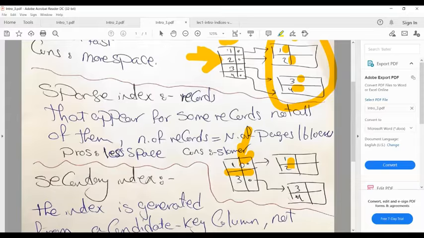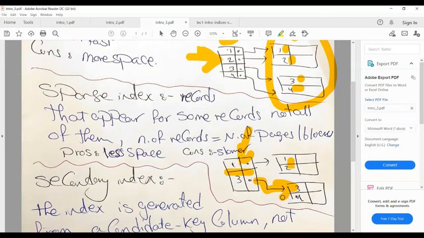So for this block, I need to have 1, and for the second block, I need to have 3 to reference this block. So I don't have to include all the records in my DB in my sparse index. I only need to include a record per block. Okay, now the pros: I don't need as much space as the dense index because I don't include all my records. I only include a record per block.